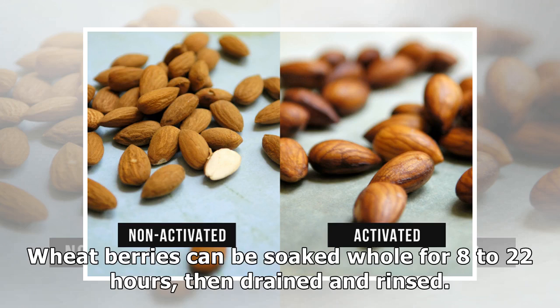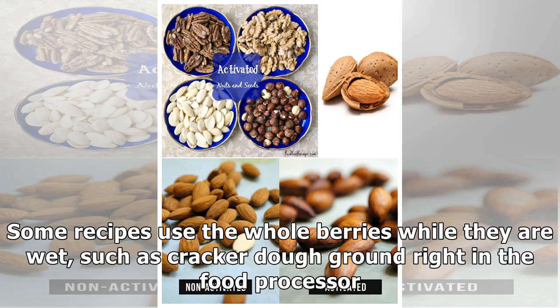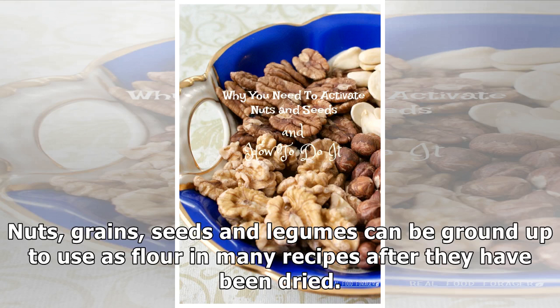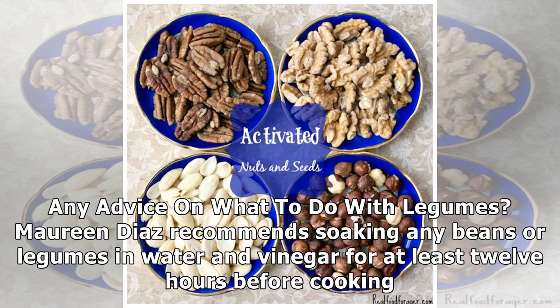Wheat berries can be soaked whole for 8 to 22 hours, then drained and rinsed. Some recipes use the whole berries while they are wet, such as cracker dough ground right in the food processor. You can also dry sprouted wheat berries in a low-temperature oven or dehydrator, and then grind them in your grain mill and use the flour in a variety of recipes. Nuts, grains, seeds, and legumes can be ground up to use as flour in many recipes after they have been dried. Any advice on what to do with legumes?